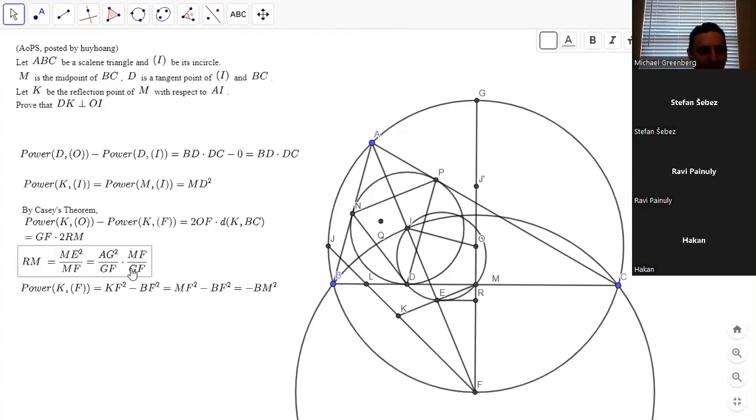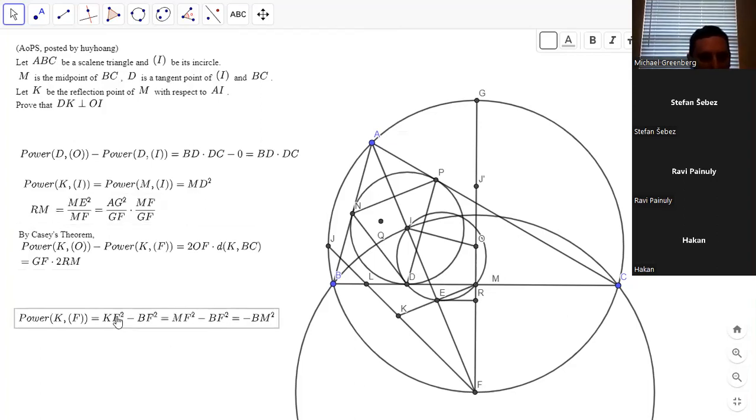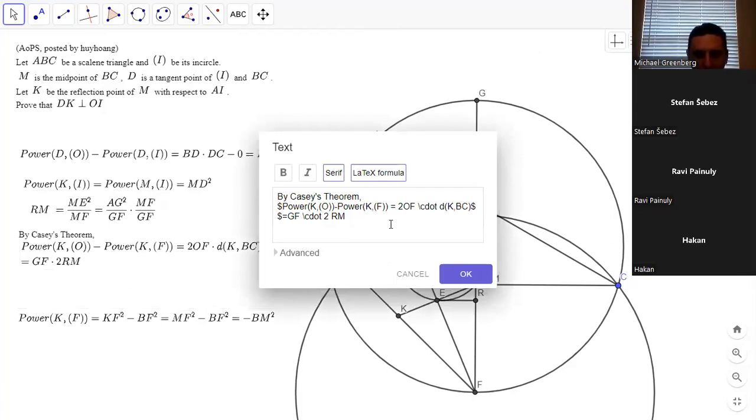So wait, if we multiply this out, it would be GF times twice that. So I'll swap these. And this should be AG squared times 2MF over GF. All right.